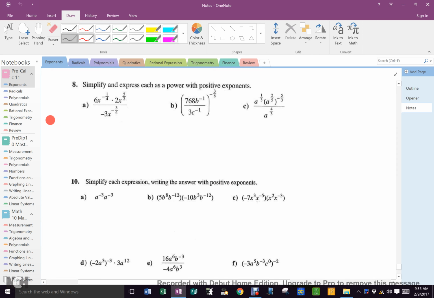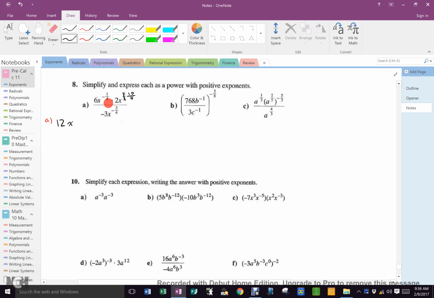So we'll start with this first one, A. You can see that these guys have the same base, so I'm just adding the exponents. So that's going to be 12x. Now I got to do this. So that's 5 halves is 10 fourths.